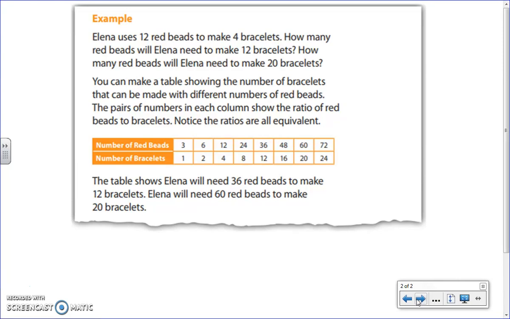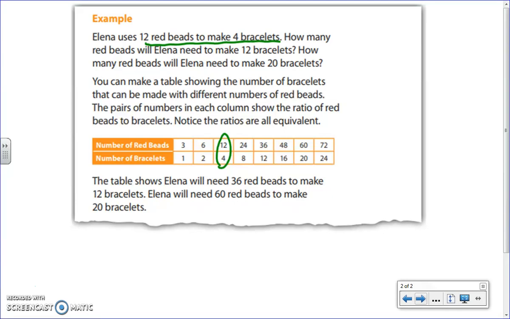That was a lot of reading, so you may want to rewind and listen to that again if I read it a little too fast. But what I see basically is this. We need 12 beads to make 4 bracelets, and I see that value right there, 12 to 4.